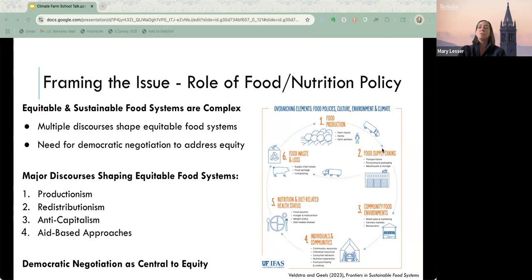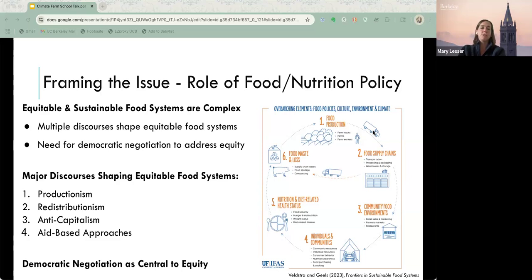Oftentimes it is through these discourses that we need to navigate as groups, as policymakers, as concerned constituents, collaborative partners, or what have you. We need to really navigate the tensions that come up between the competing discourses and employ a democratic process so that we're crafting or supporting policies that are inclusive and helping to balance the diverse priorities, so that equity concerns are addressed holistically and not biased from one way to the next. And what are the major discourses that have been identified in terms of helping to shape equitable food systems? They can be categorized by four major discourses.